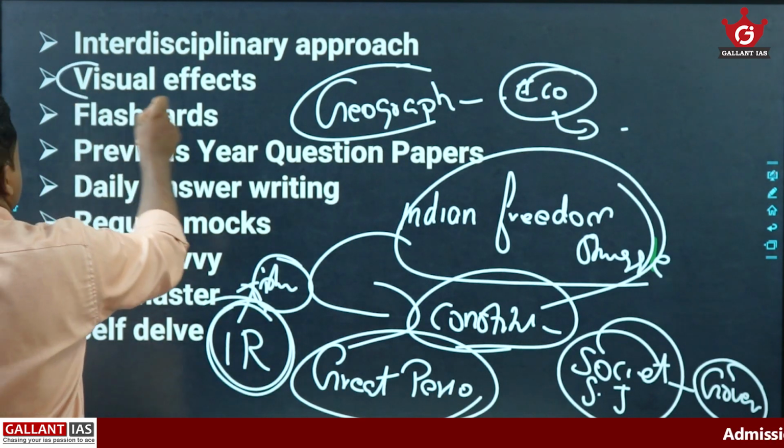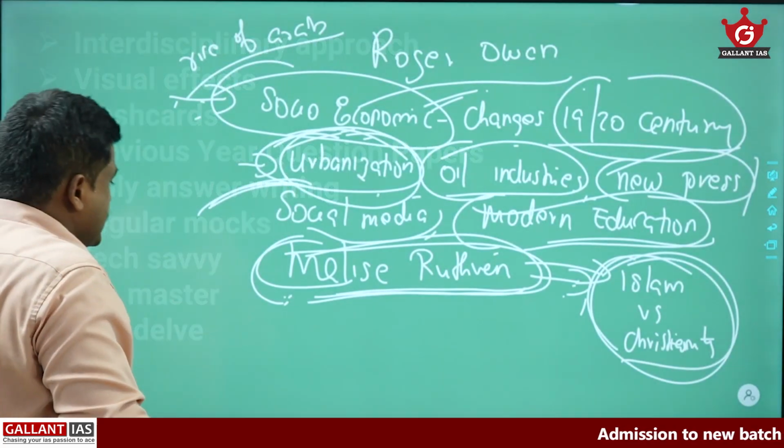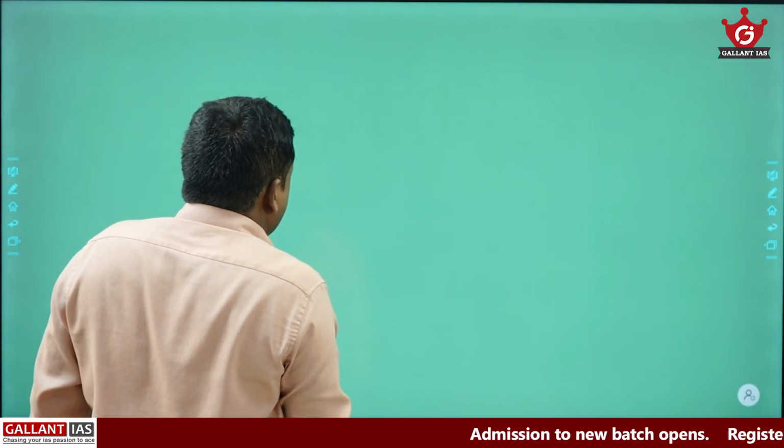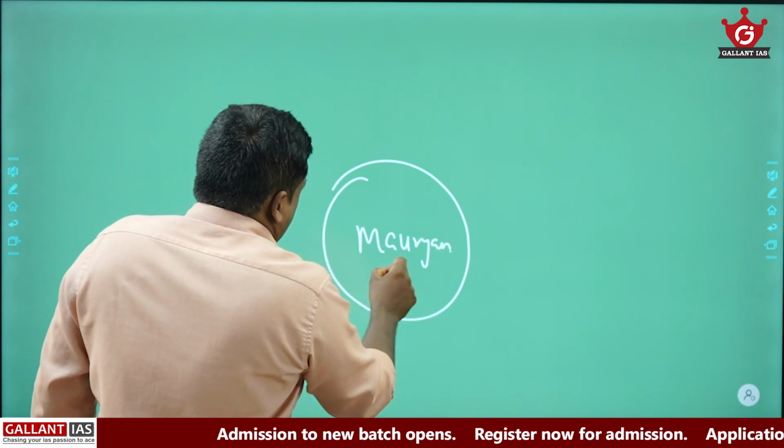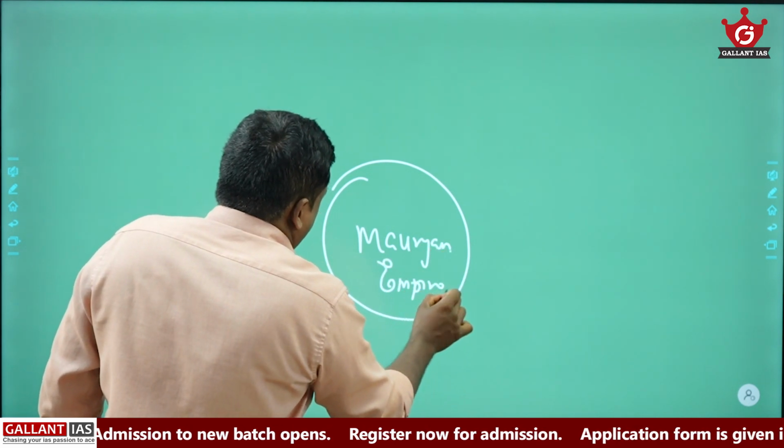Then see, visual effects are again very beautiful here. Visual effects in the sense that you can go for mind mapping. For example, there is the Mauryan Empire. When you study the Mauryan Empire, go for mind mapping.